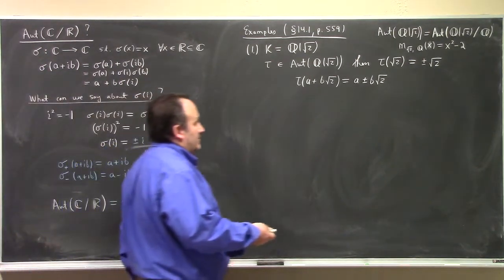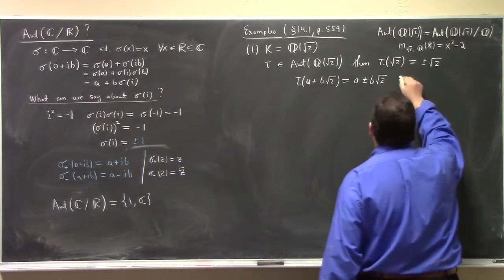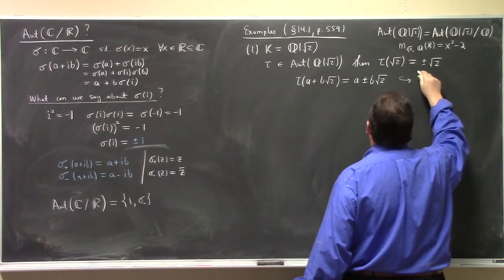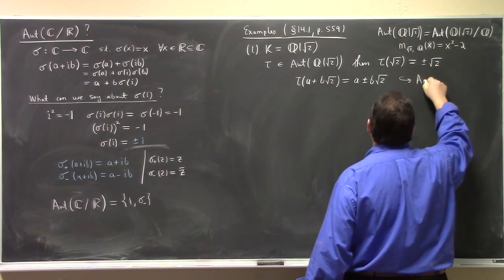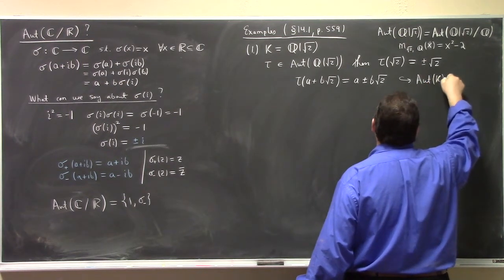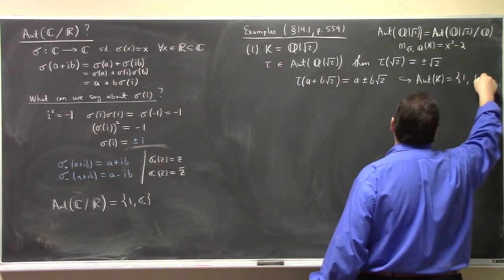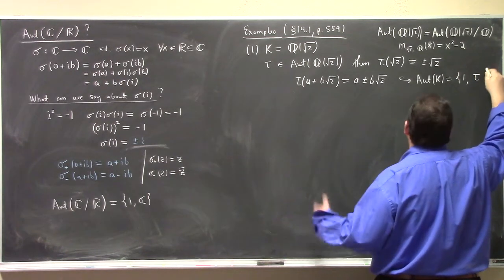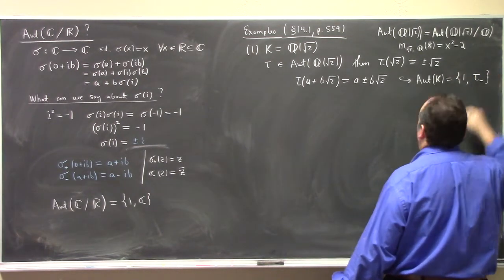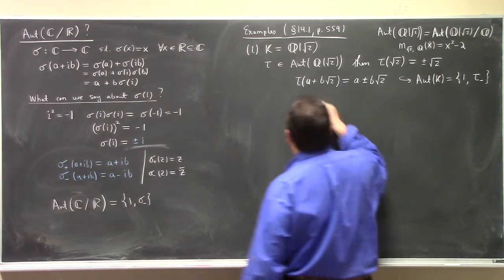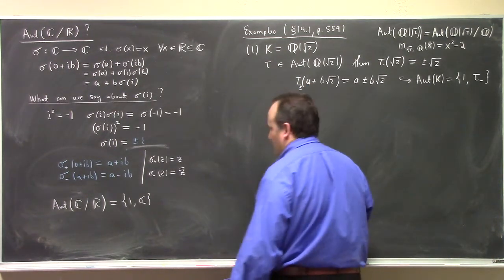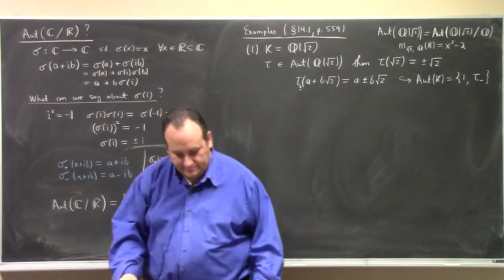So again, you get that the Aut K here actually is again 1 and tau. Let's say tau minus. Just use my silly notation again.